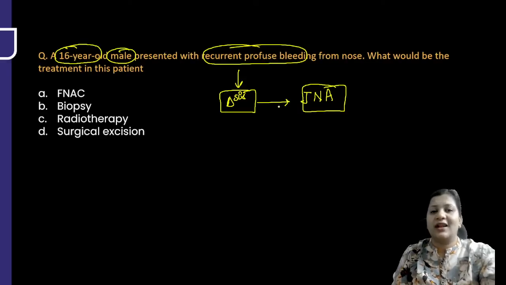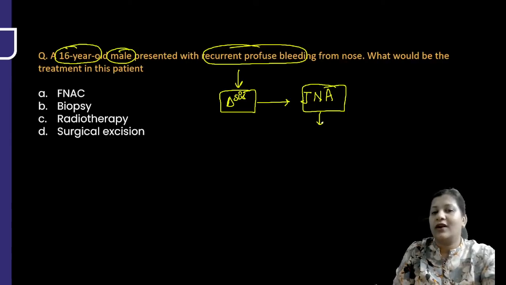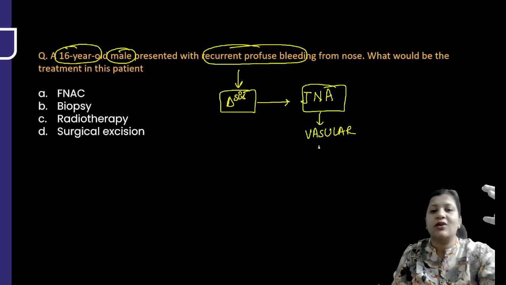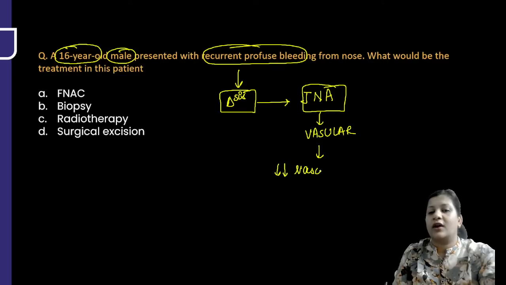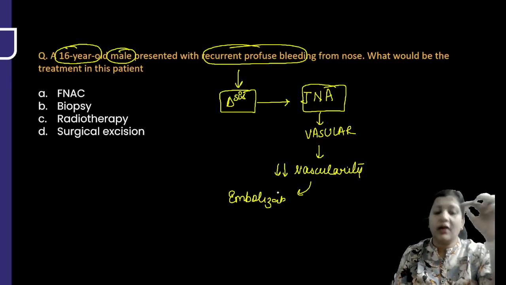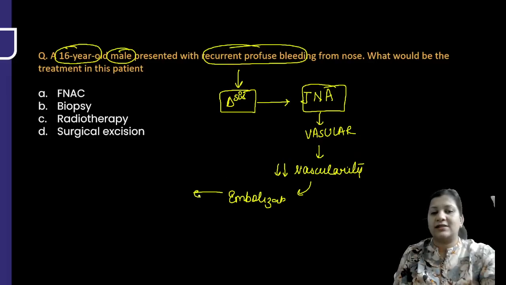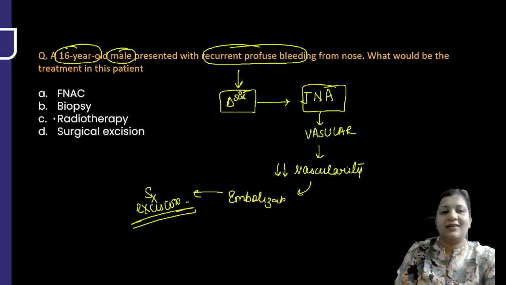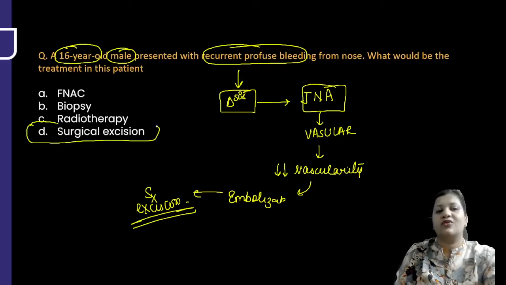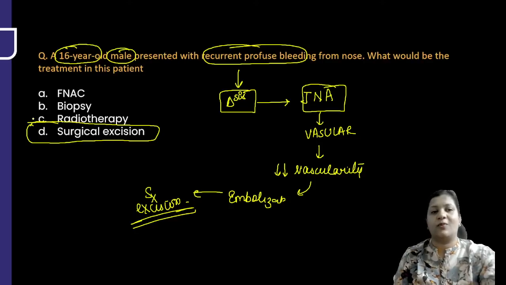Whenever we talk of juvenile nasopharyngeal angiofibroma, we know it is a very vascular lesion. So how do we reduce the vascularity of this tumor? To reduce the vascularity, we are going to embolize the tumor. So the treatment will be embolization. Embolization means blocking the feeding vessel. So embolization followed by surgical excision will be the treatment of choice for juvenile nasopharyngeal angiofibroma.